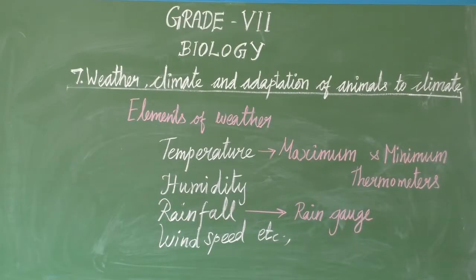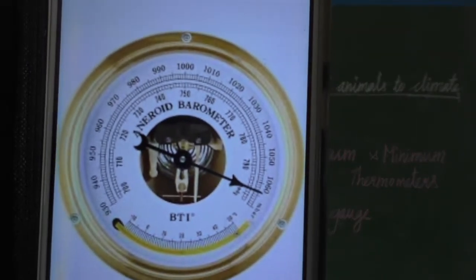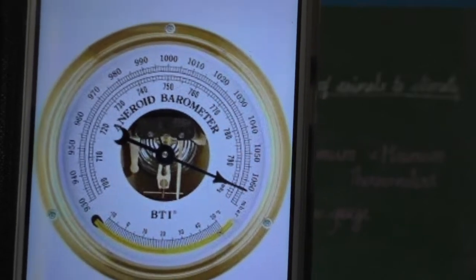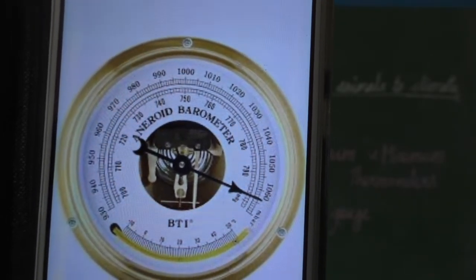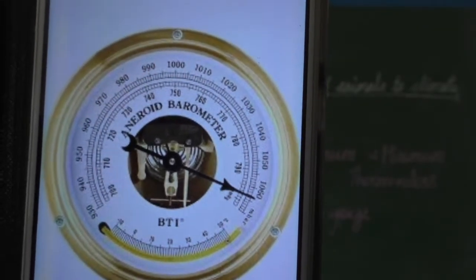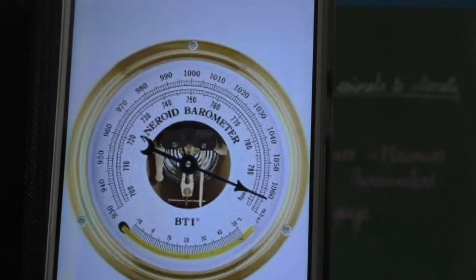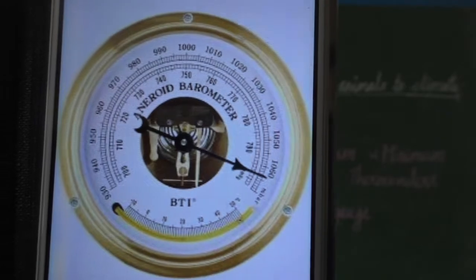The next one is humidity. How do we measure the humidity? This one is called a barometer. It has holes, so through the holes air enters inside and comes outside. So they will measure the humidity level, the moisture present in the air. This is called a barometer, which measures the moisture.